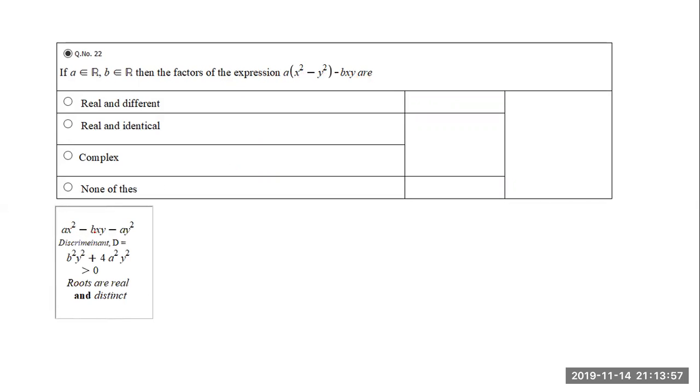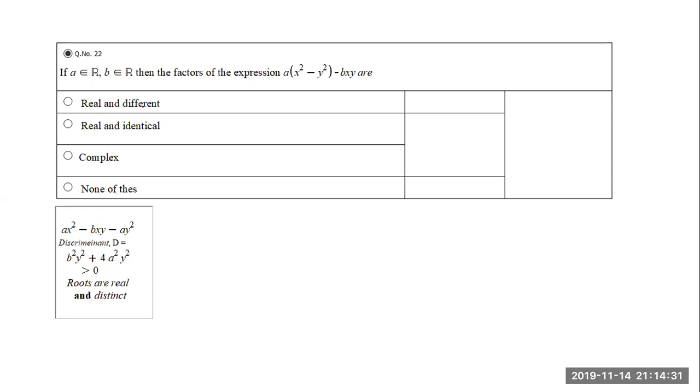So ax squared minus bxy minus ay squared. This is a quadratic equation in terms of x, right? So the determinant should be greater than 0. Then b squared y squared minus 4 times a into minus of ay squared, that is plus 4a squared y squared, should be greater than 0. This will be greater than 0, right? Because everything is positive. Therefore, the roots are real and distinct.